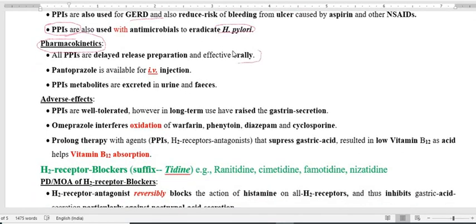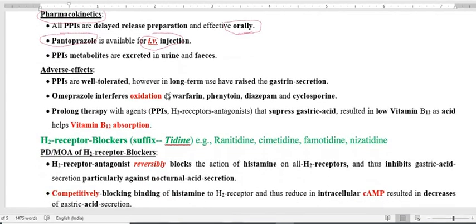About the pharmacokinetics of the proton pump inhibitor, it is orally effective. Some preparations also come intravenously, that is pantoprazole. So the pantoprazole intravenous preparation is available, and the routes of excretion of the proton pump inhibitor are urine and feces.